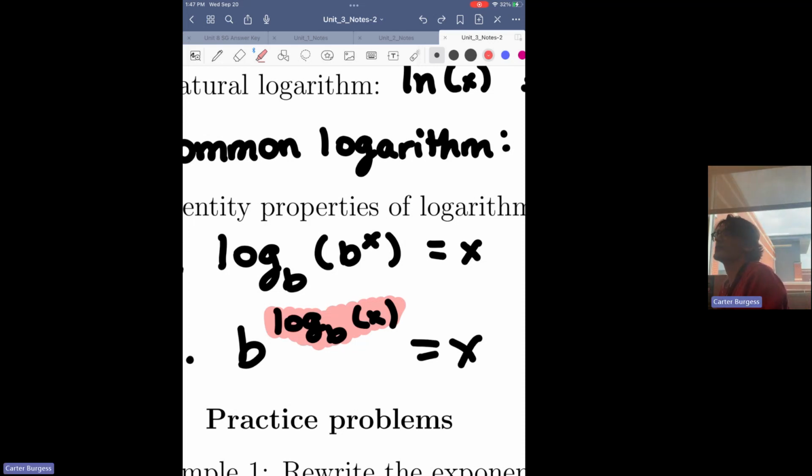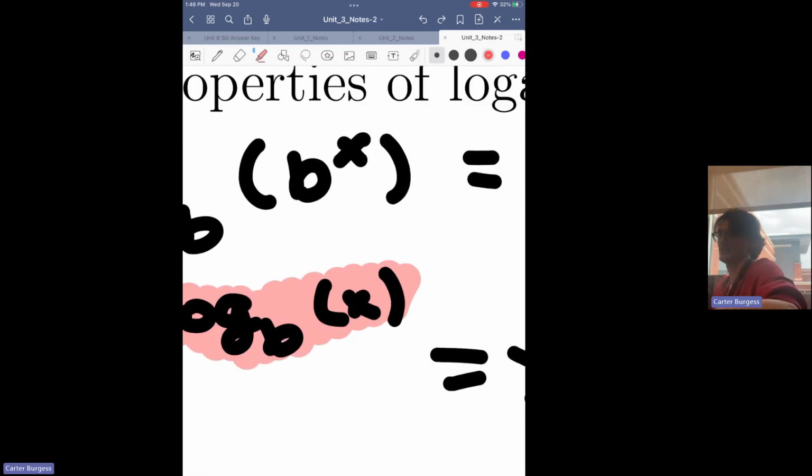The output of our logarithm is just even more basic than that. It's an exponent. In particular, it is the exponent that when I raise b to that exponent, what do I get? What is my result? It's the x, right? That's what the x tells us. It's the result of when I raise b to this power, I get x.